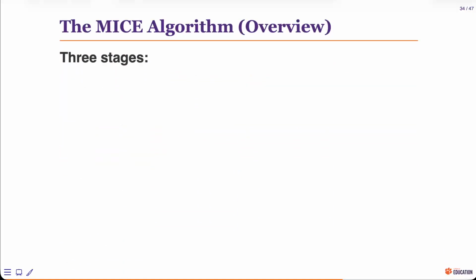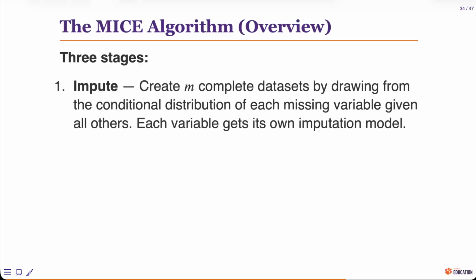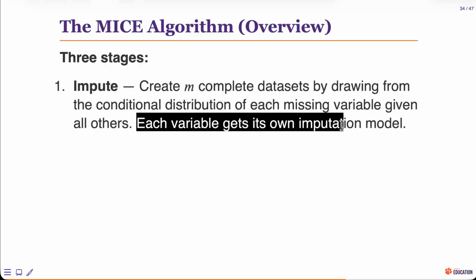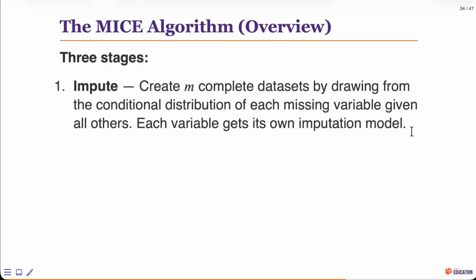There are three stages of multiple imputation by chained equations. And these three stages essentially equate to doing multiple analyses on your data, but basically on different versions of data sets where you've imputed values. So stage number one, we're going to create little m complete data sets by drawing from the conditional distribution of each missing variable given all others. Right? So basically we're saying that each variable gets its own imputation model. Let's parse this a little bit.